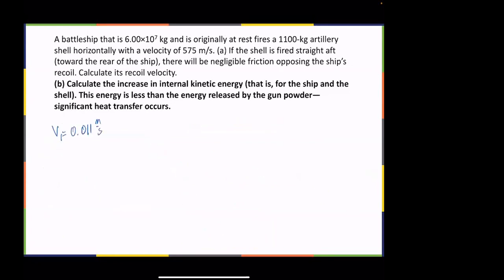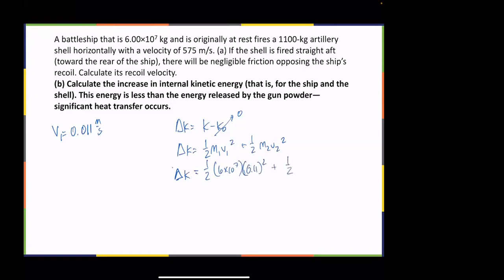So delta K equals K minus K naught. Well, we know the initial velocity is 0, so delta K is just going to equal the K gain. So that's 1/2 m1 v1 squared plus 1/2 m2 v2 squared. So delta K equals 1/2 times 6 times 10 to the 7th times 0.011 squared plus 1/2 times 110 times 575 squared.